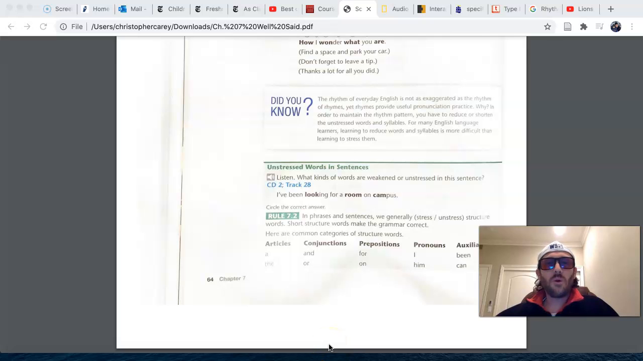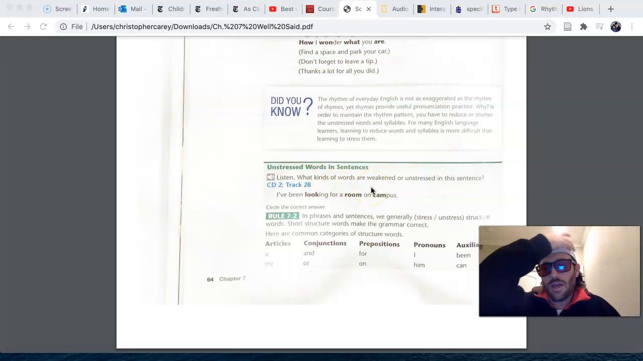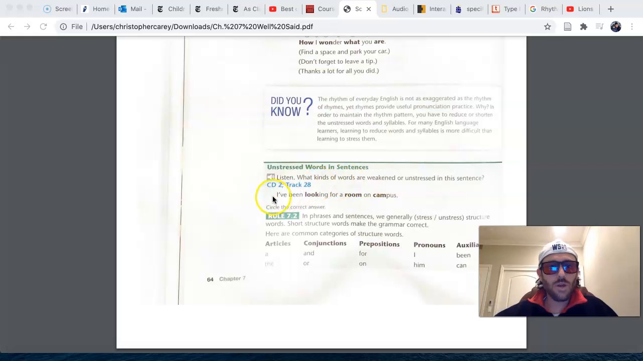All right, everyone, welcome back to Chapter 7, focused on rhythm in sentences and phrases in English. Just a moment ago, we talked about stressed words, right? The past few activities have been focused on content words that are stressed in sentences. Now we're going to look at unstressed words in sentences and what kind of words are weakened and unstressed in a sentence. So if we look at this example here, CD2 track 28, I've been looking for a room on campus. Now we can see the stressed words, right?